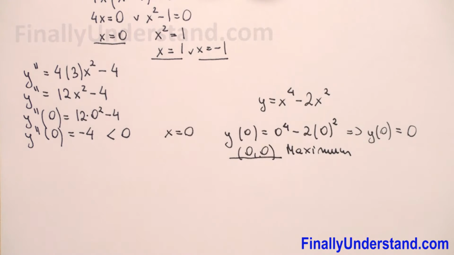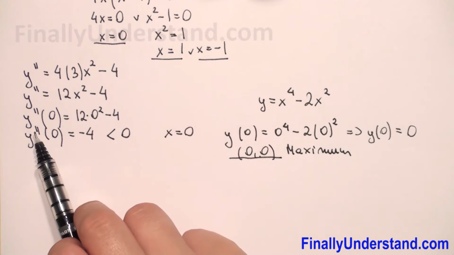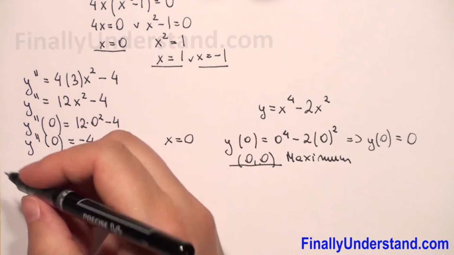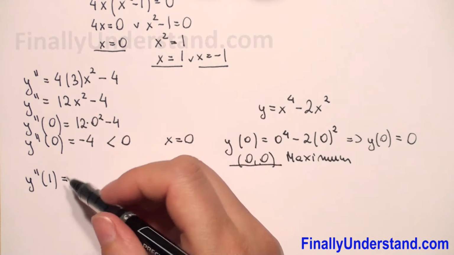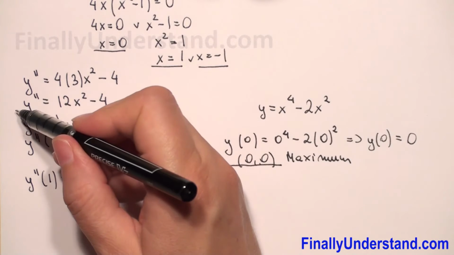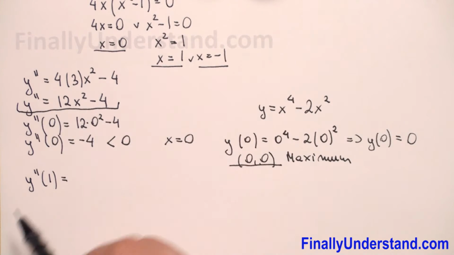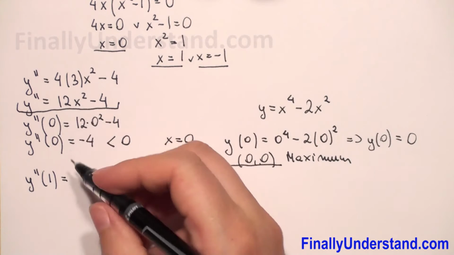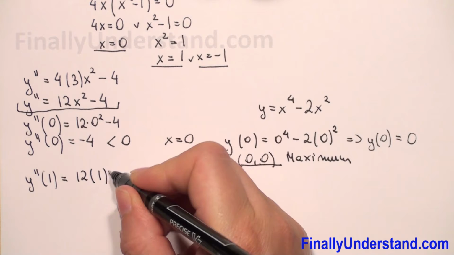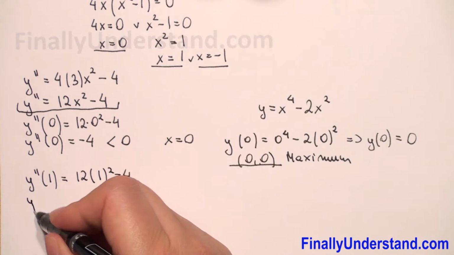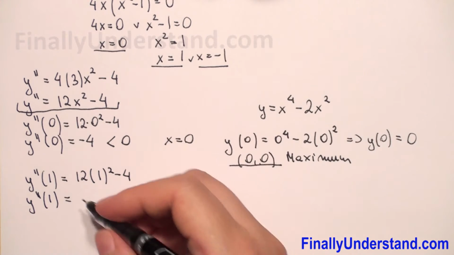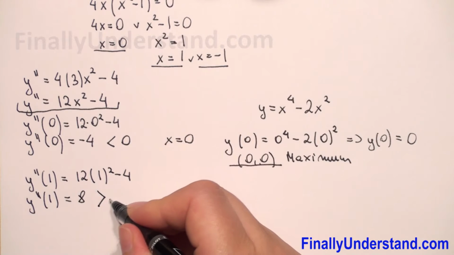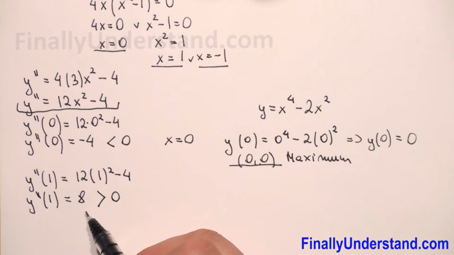Okay, next we have to calculate the second derivative for 1. So y double prime of 1 is equal to, and we just replace, let me underline this, this is our second derivative, x by 1. So it will be 12 times 1 to second power minus 4. y double prime of 1 is equal to 12 minus 4, which is equal to 8. 8 is a positive number. It means that we will have a minimum at this point.